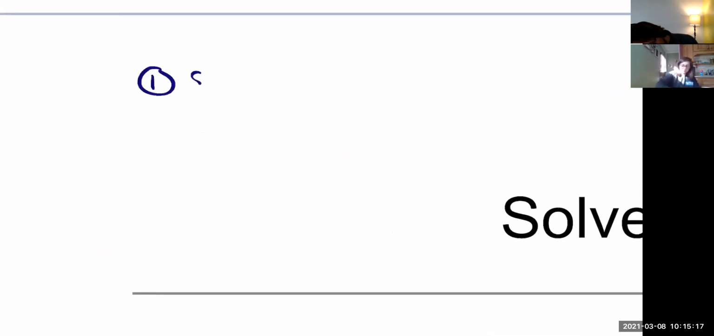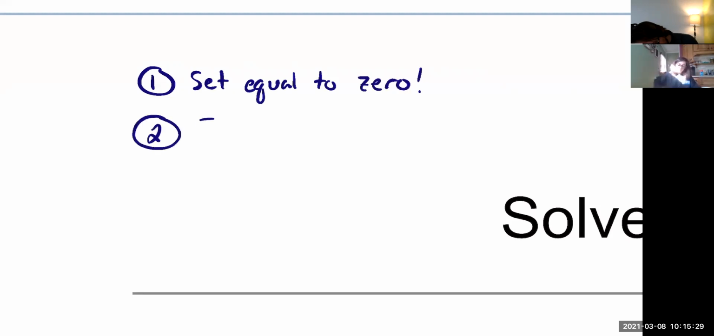First one, set equal to 0. So everything needs to be on one side by itself. Step 2 is to factor. Now, notice I'm not telling you how to factor. That could be greatest common factor. That could be the asterisk method. That could be grouping. That could be a difference of perfect squares. It really just depends on the problem itself.